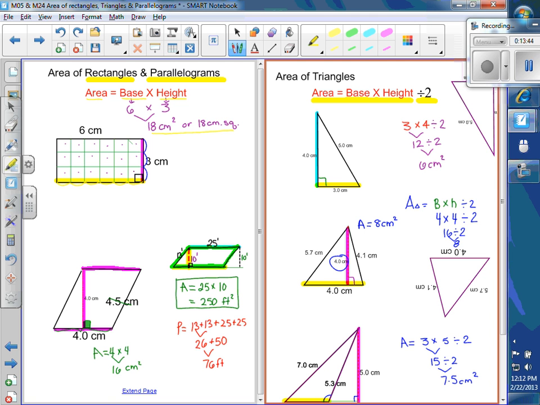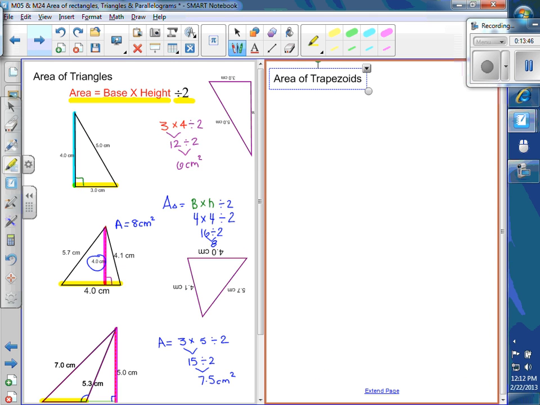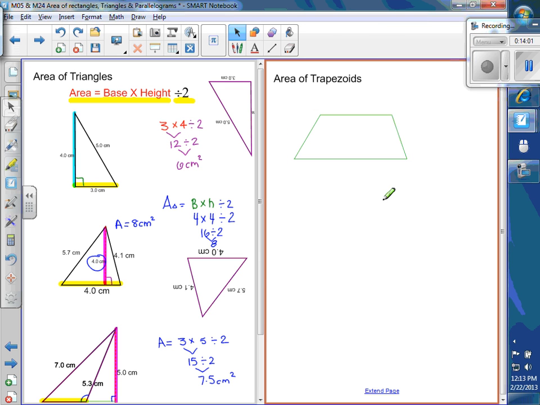So I'm going to throw in a third shape here, area of trapezoids. So a trapezoid, let me make a picture of a trapezoid. I'm going to pause it and put a picture of a trapezoid in. Here's a trapezoid. A trapezoid has 2 bases, and they're parallel. So here's the first base, and here's the second base. That's what makes something a trapezoid. There's only one pair of parallel sides, and it's a quadrilateral.